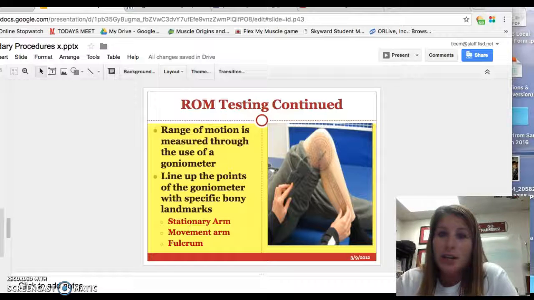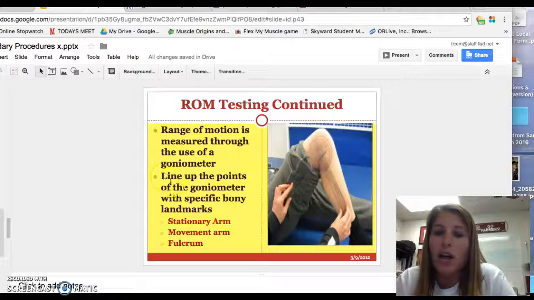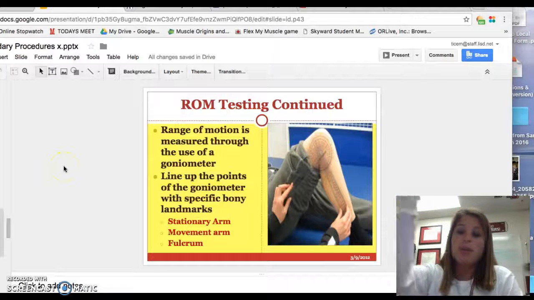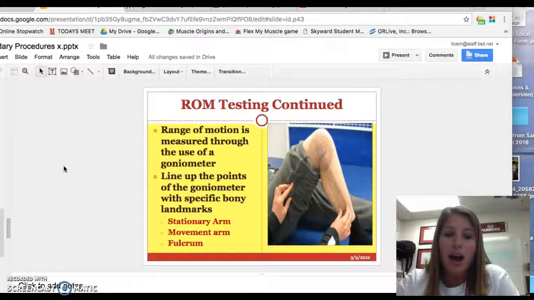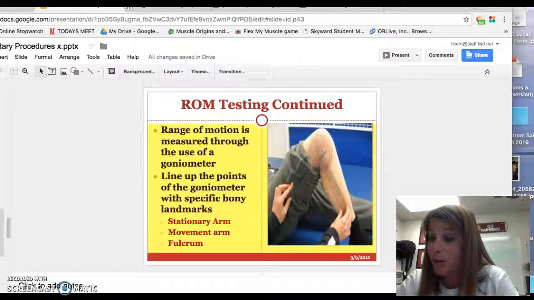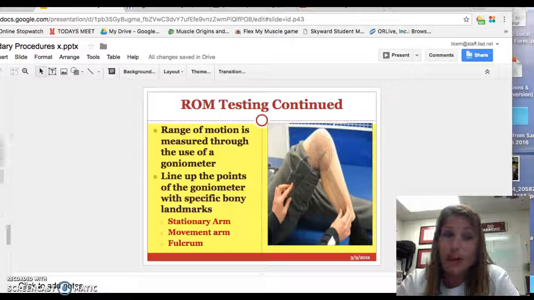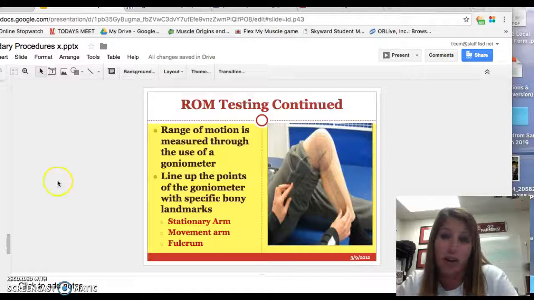In order to test range of motion, we use what we call a goniometer, and that's what this is right here. A goniometer has all these different numbers and degrees on it, and using these 2 arms, a stationary arm and a movement arm, we can figure out how much range of motion somebody has. We're going to talk a little bit more about this in class. I'm going to show you some of the goniometers and how we use them. We will pick up next time on our manual muscle testing chart. All right.